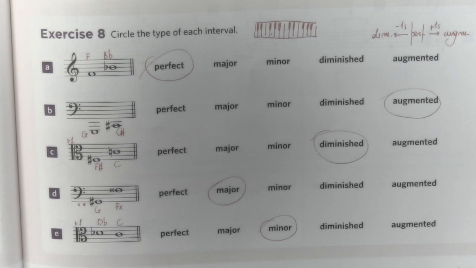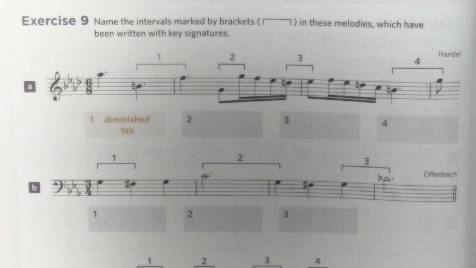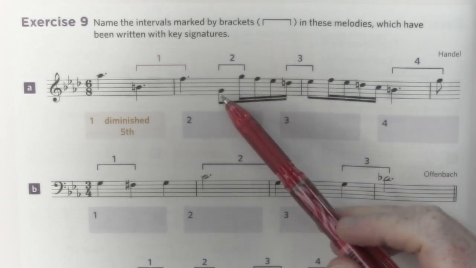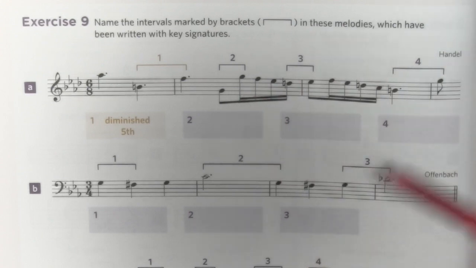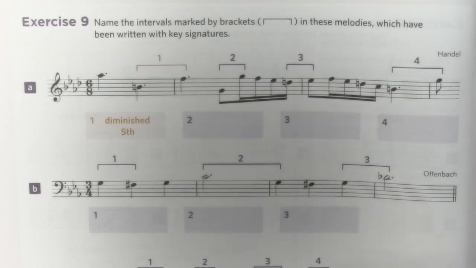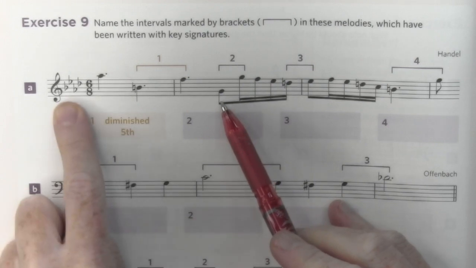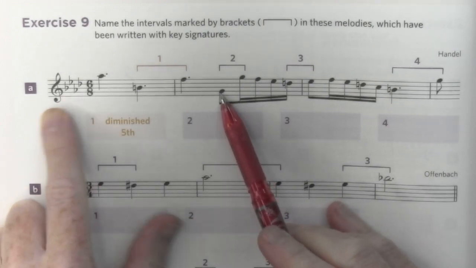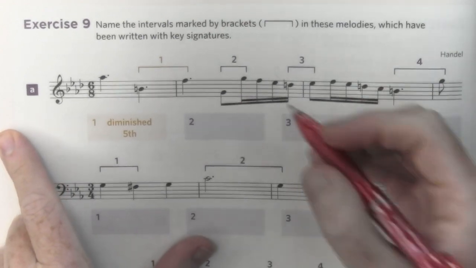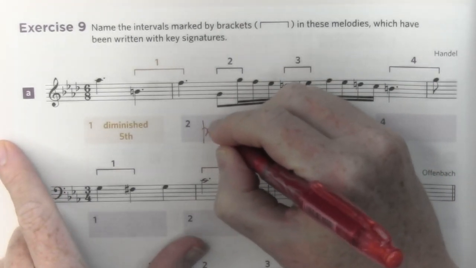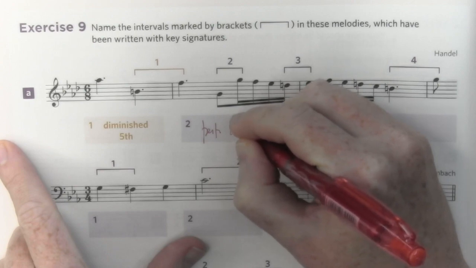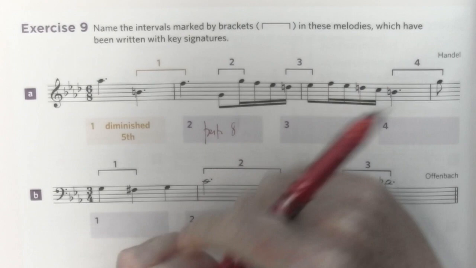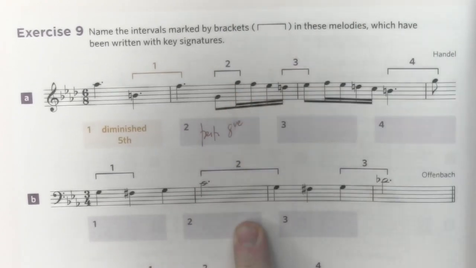Exercise 9. This exercise 9 asks us to name the intervals. The difference is that they are taken from a melody. But there's no difference. We only need to name the notes correctly, given the key signature. So for example, this is Sol and Sol. That's an octave. My favorite. Perfect octave. Brilliant.